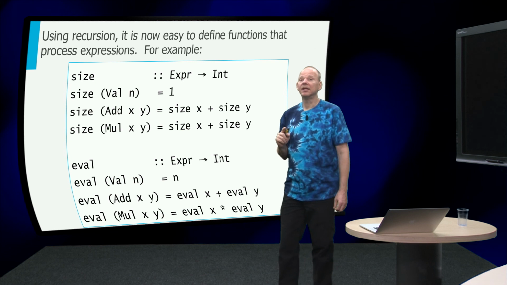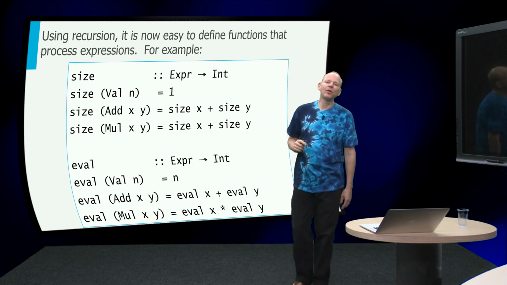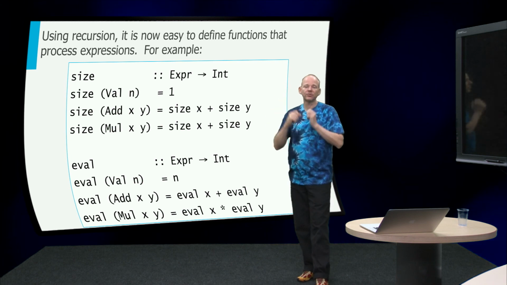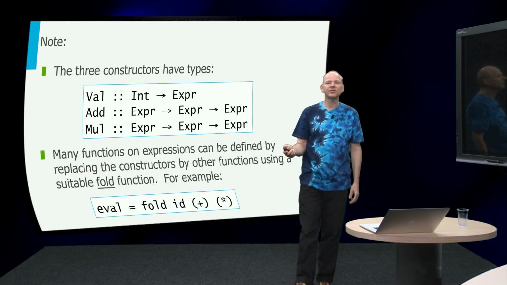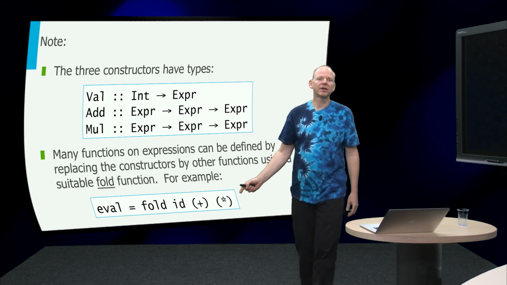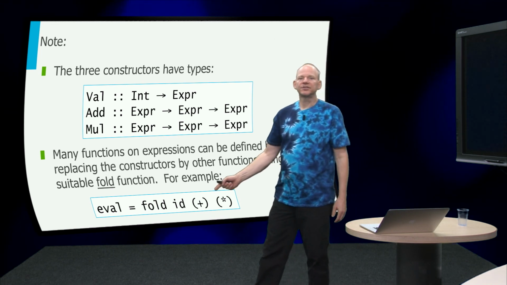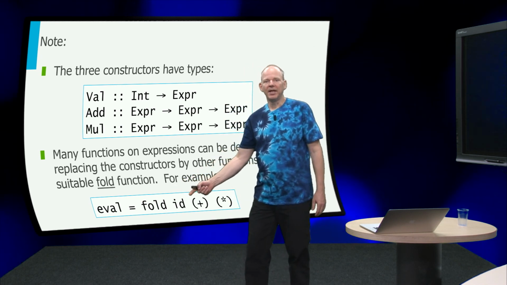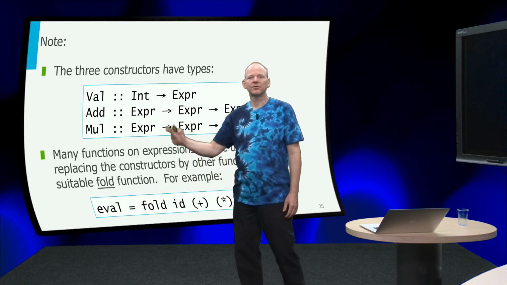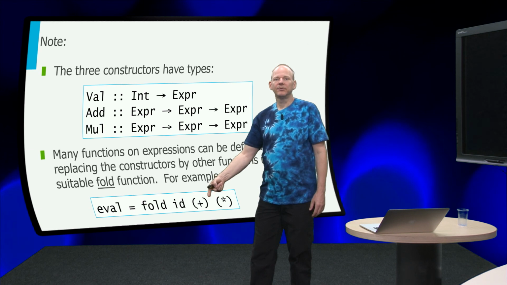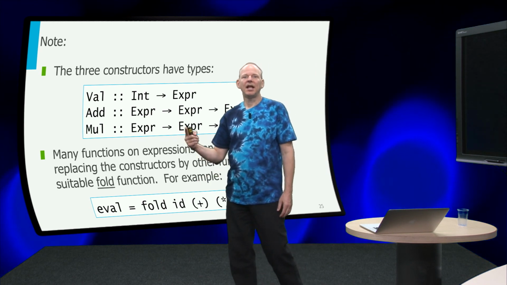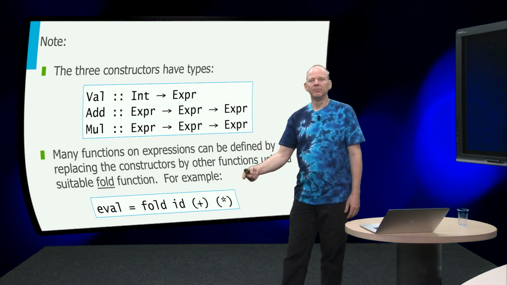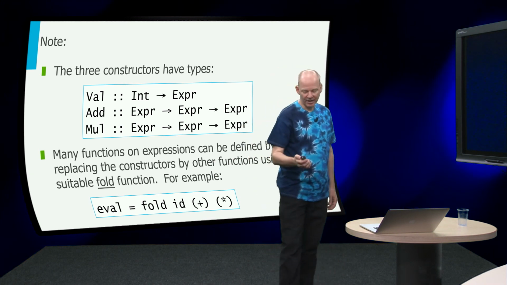And guess what? If we would define a foldR over expressions, then we don't have to write 2 recursive functions. We can do it once. And in that case, for example, the eval function simply reads as follows. We replace the val constructor by the identity. We replace the add constructor by plus, and we replace the multiplication constructor by times.